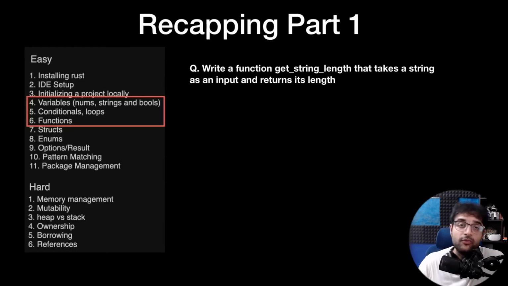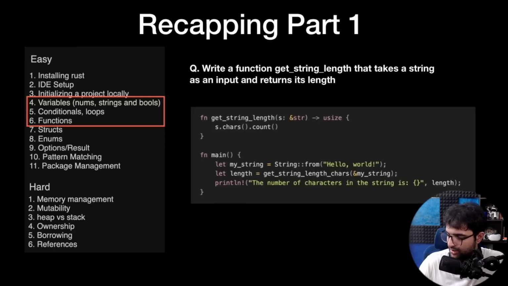The last problem for the basics is going to be: write a function called get string length that takes a string as an input and returns its length. This one's, I would assume, fairly straightforward. If you know how to define a string, there are various ways to define a string. The one that we're going to use is the simplest one, which is, if you look at the main function over here, let my string equal to String::from("hello world"). This is one way to define a string by using the string type that Rust provides you. There are various ways. We will come to the more complicated ways in the second section.